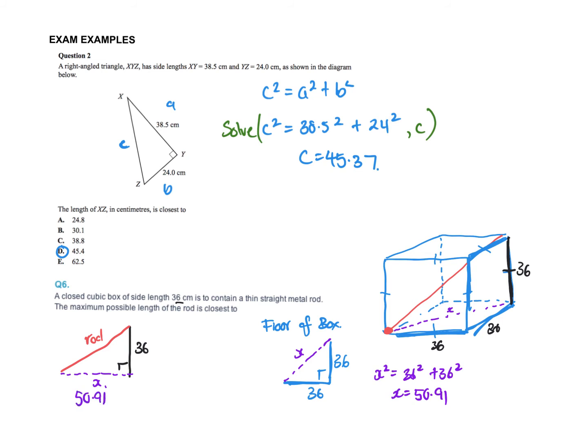So now I know that this is 50.91. So then I use Pythagoras again, where I'll go the rod squared equals that 50.91 squared plus 36 squared, and you can do solve in your calculator again, and we'll find out that the rod is say 62.4 centimeters. Okay, so that's good, it's bigger than the 51, so that's how we find that one.